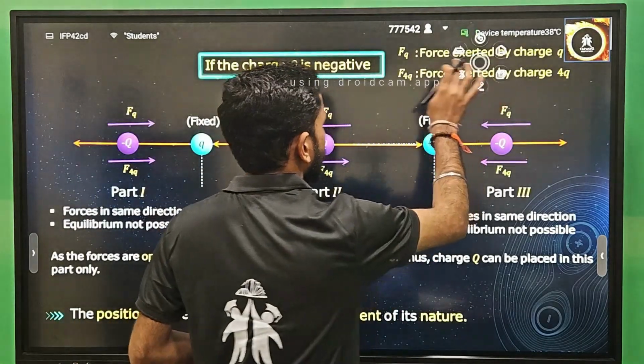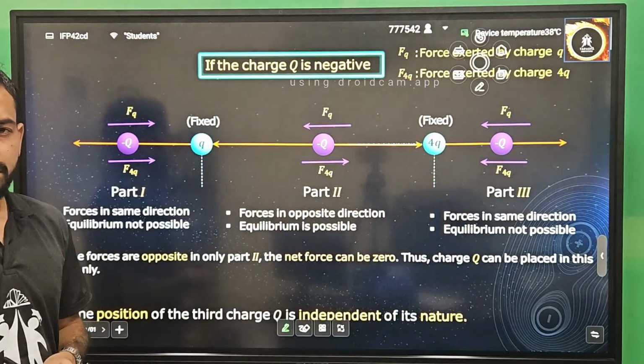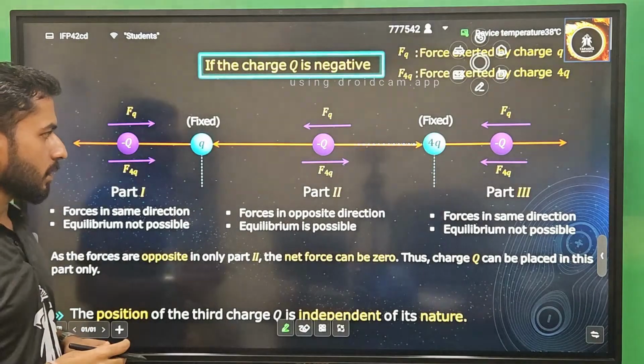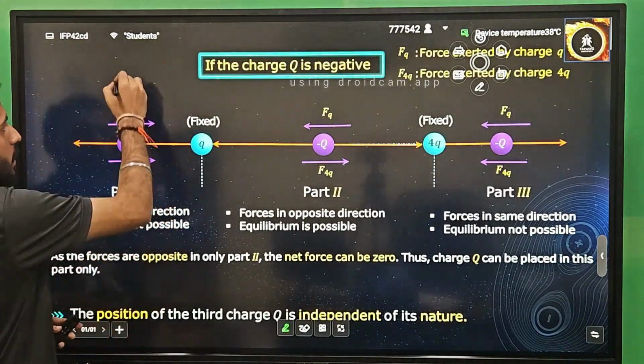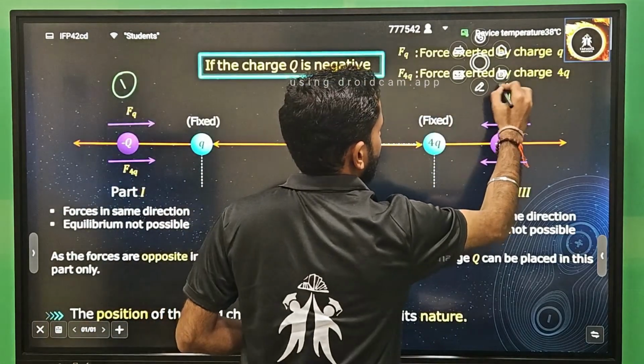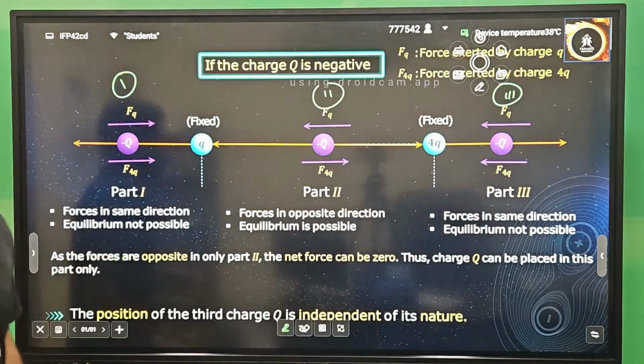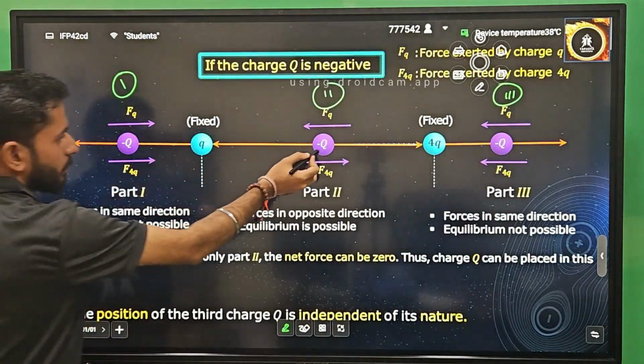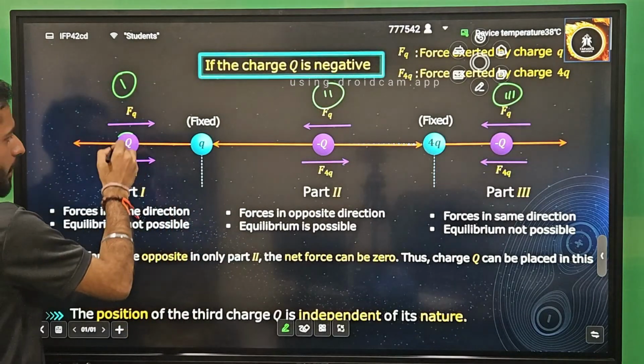Let's suppose what if your charge is negative. This was your first position, this was your second position, this was your third position. Now this time you can analyze the situation. If this capital charge is negative.